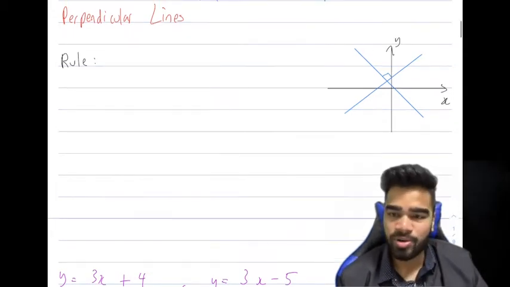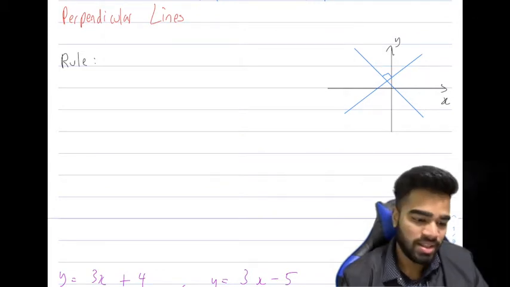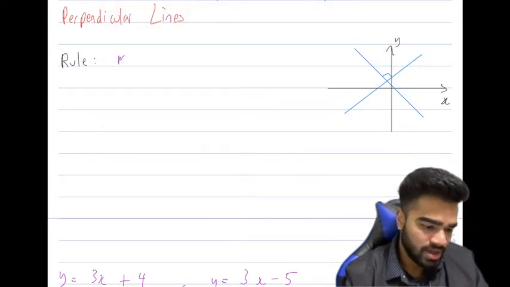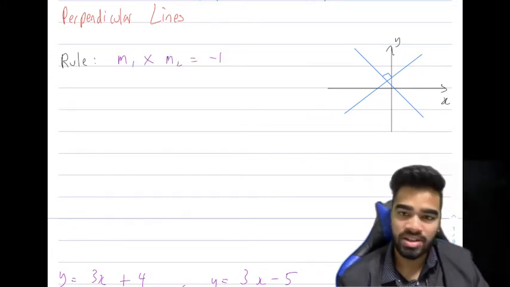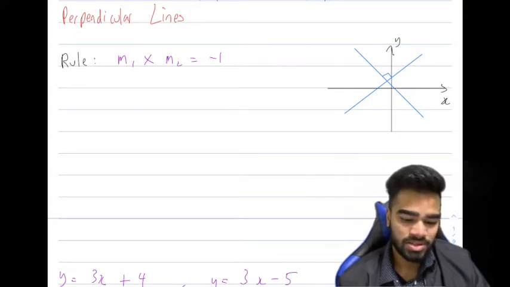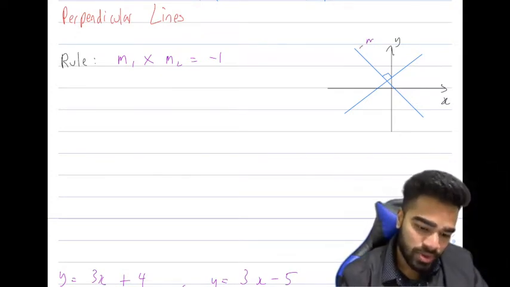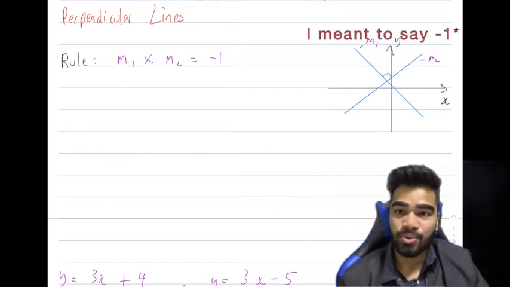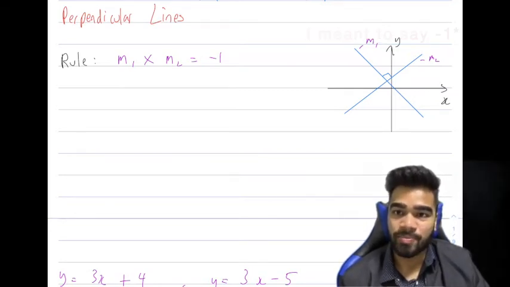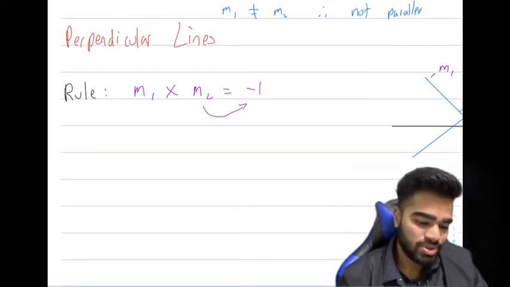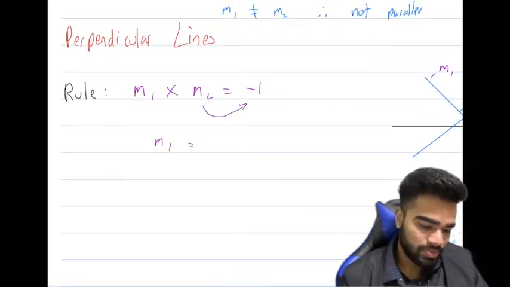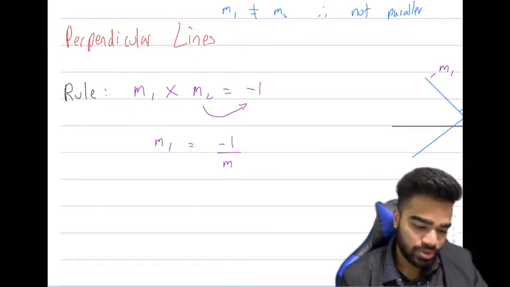Now the rule for a perpendicular line is not as obvious as for a parallel line, and there are a couple of rules. The first rule is: m1 times m2 is equal to negative 1. That's a rule you just need to memorize. So if you get the gradient of the first one and the gradient of the second one, and you multiply both of them, and they equal negative 1, then yes, both of those are perpendicular. I can also rearrange this equation, take m2 to the other side, and say m1 is equal to negative 1 over m2.